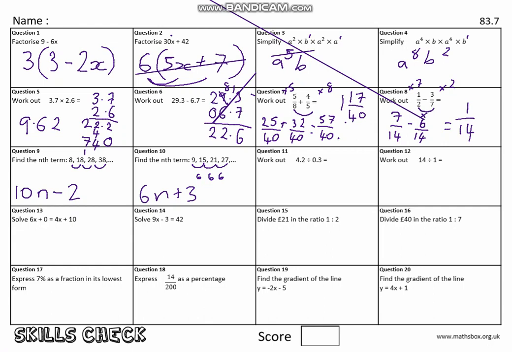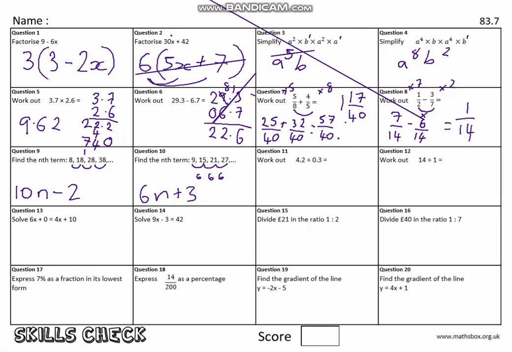Let's test that on, I don't know, the fourth number in the sequence. So pop our 4 where the n is. We'll do 4 times 6 equals 24, and then we'll add the 3, which does indeed equal 27. So good news, I know that I am correct.